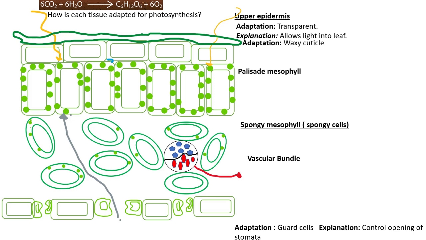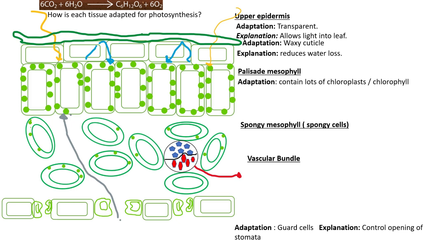Now, what else about the upper epidermis helps? It has a waxy cuticle at the top, and this reduces water loss. Check out the water. It's bouncing off the waxy cuticle and coming back to the chloroplast for photosynthesis.